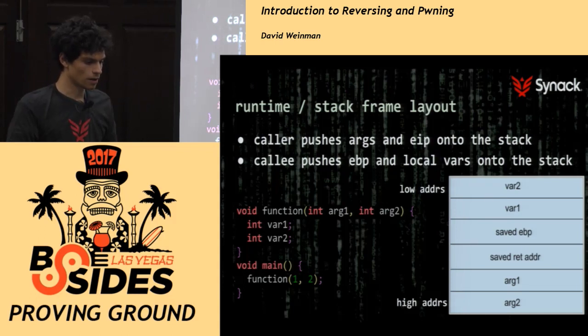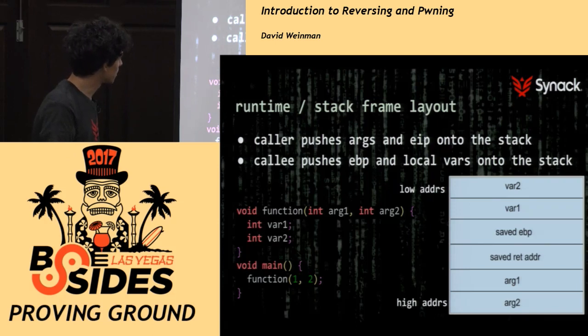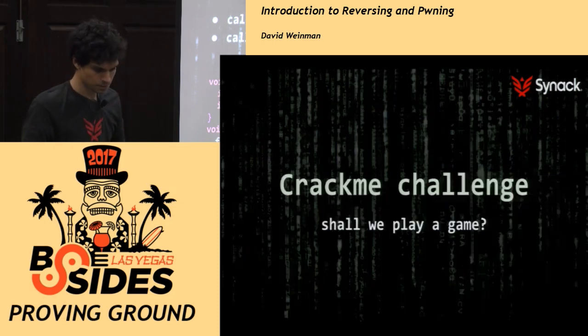When a function is called, the caller has to pass along arguments and a pointer to the instruction following the function call so that control can be returned back to the caller. The callee has to save the caller stack frame and then allocate space on the stack for local variables. Notice that arguments get pushed on right to left. So argument 2 gets pushed on first, and then argument 1. Then the caller can save its return address, and the callee can save the stack frame for the caller. And then local variables are pushed on top down. So var1 gets pushed on first, and then var2.